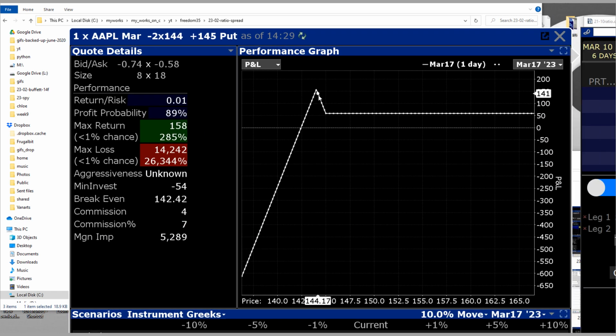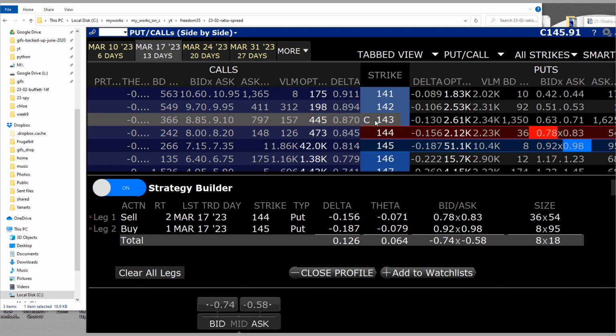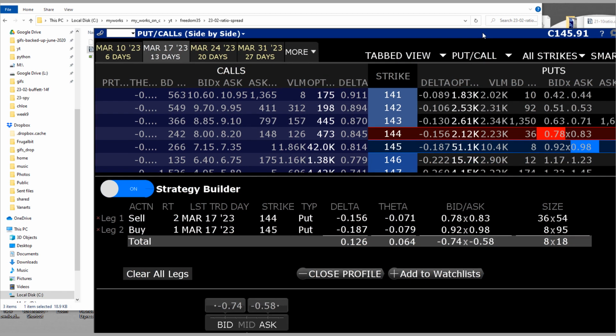However, because I have two short options at 144, the lower it goes below 144, the more intrinsic value those short options are going to be worth. And that's why I'm going to be losing money on those. And because I have two short options for one long option, overall, if the underlying continues to go down, the losses from my short options are going to override the gains from my long option, which is why this is going to slope down. If you look at my break even, it's going to be 142.42. So this is roughly the same as if I just sell a naked 143 put option in the previous example.